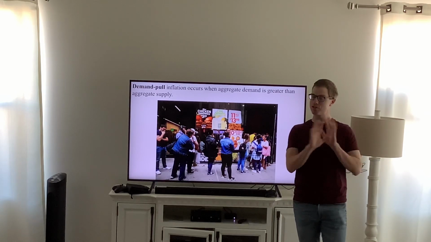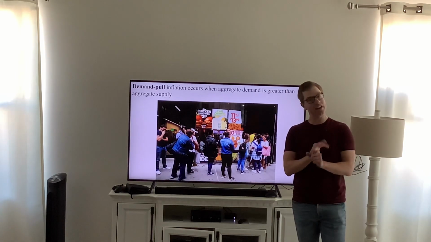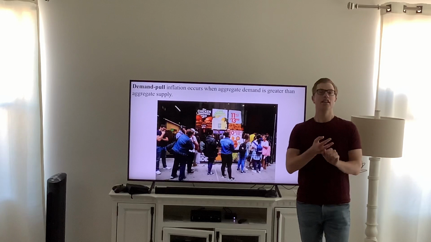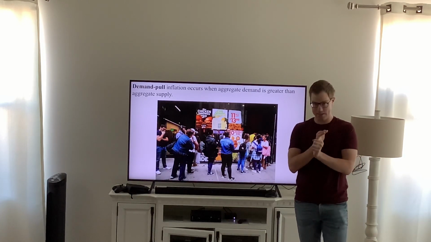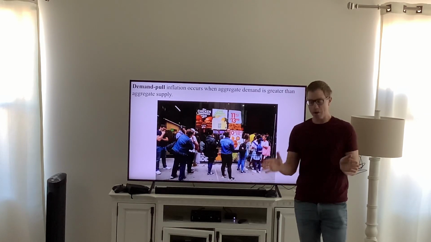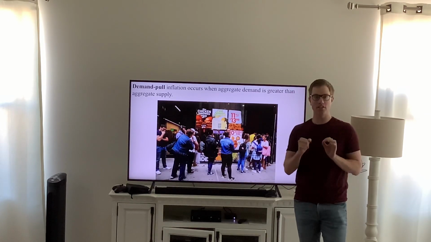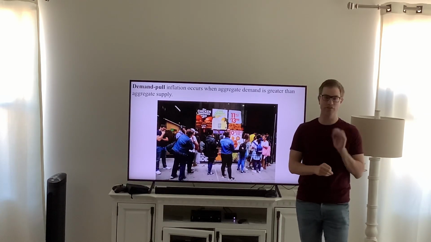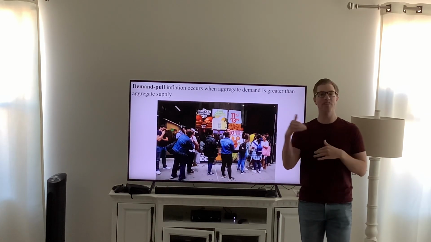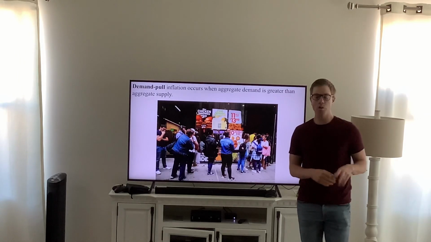Now I'm throwing some new terms at you in aggregate demand and aggregate supply. During third quarter, we talked about just simply supply and demand. And we took a look at one product and we took a look at that product's supply and demand. For example, on the midterm, we took a look at Chick-fil-A sandwiches, and we took a look at their supply and demand.